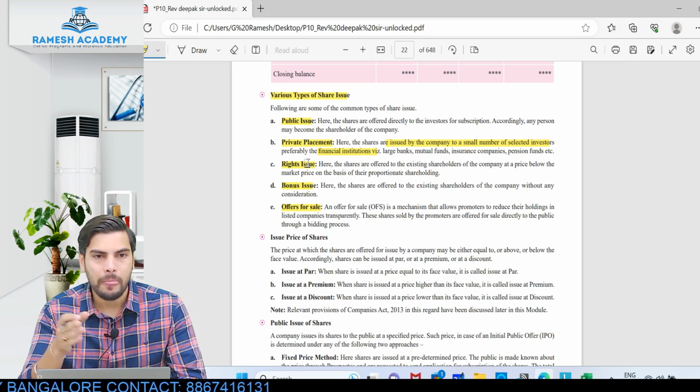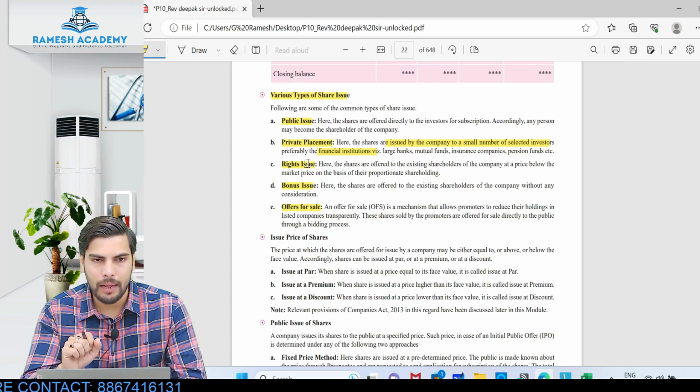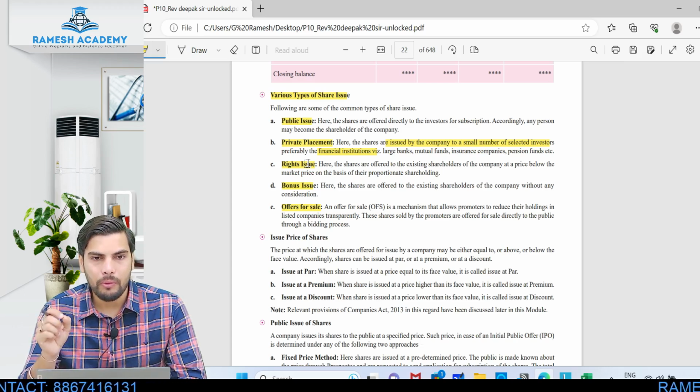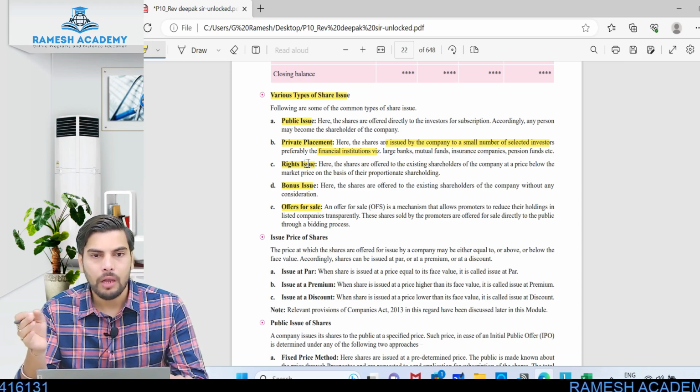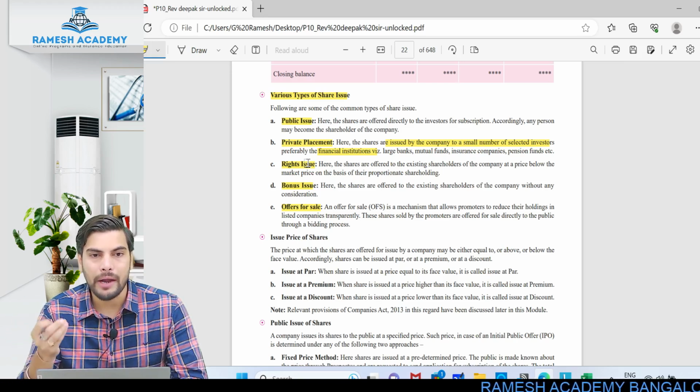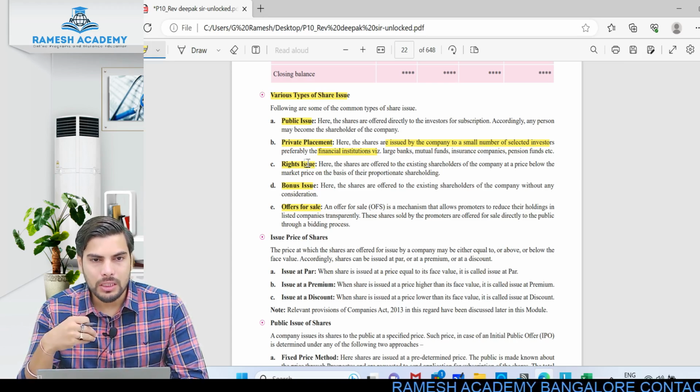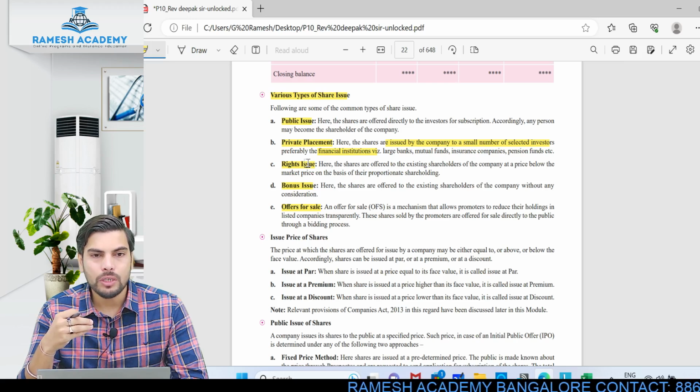Now let us say out of that 5 lakh rupees of authorized share capital, the company has already issued 4 lakh. So the company still has the power to issue the remaining 1 lakh rupees or 1 lakh shares to the public. Now when they are issuing this 1 lakh shares, what is their objective? Their objective is to raise some additional funds. Okay, now when they want to raise additional funds, they'll be issuing something called rights shares.